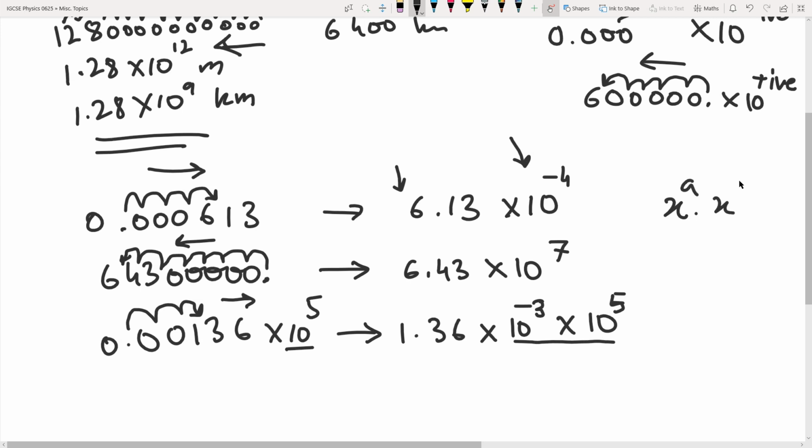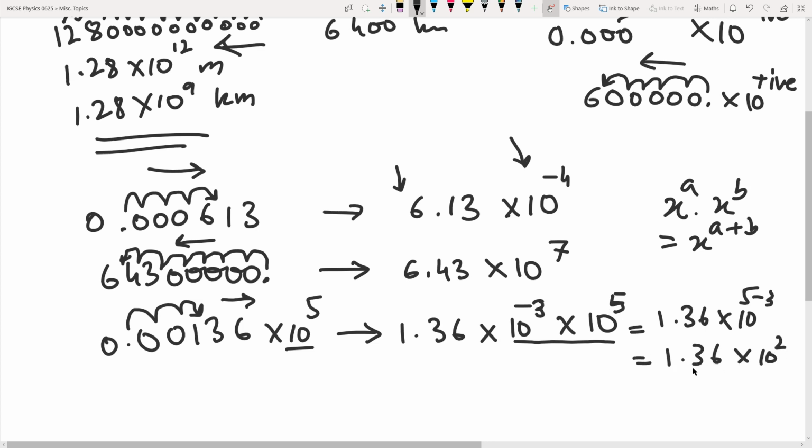But I need to resolve these, since in mathematics we say that if we have x to the power a multiplied by x to the power b, then we say that it is x to the power a plus b, right? The powers add up. The same is the case here, so we're going to rewrite this number again, 1.36 into 10 raised to the power 5 minus 3. So this can be a negative number or positive depending on what the sum of these powers is going to be. So the final number is 1.36 into 10 raised to the power 2, right?